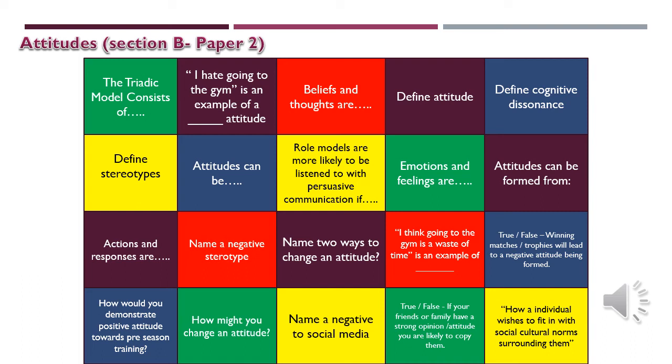Attitudes is one component of the sports psychology section B on paper 2. In sports psychology, you will look at aspects of personality, arousal, anxiety, aggression, motivation, social facilitation, group dynamics, importance of goal setting, and many more topics. On the slide in front of you, the grid has many different questions with regards to the attitude topic. Can you answer any of them? Have a look and see if you understand any of the key words. Check your answers with the slide.